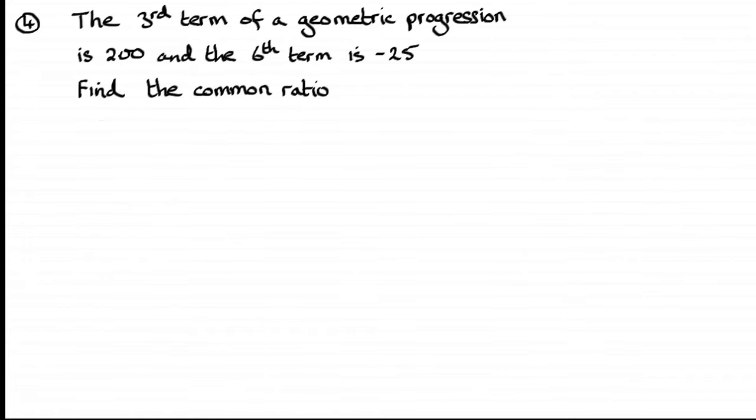Question 4 now coming up on geometric progressions. The third term of a geometric progression, GP for short, is 200 and the sixth term is -25. Find the common ratio. Okay? Nice one on geometric progressions. We had one on arithmetic progressions just, I think it was in the first maths 5-day workout. So good to brush up on these things.